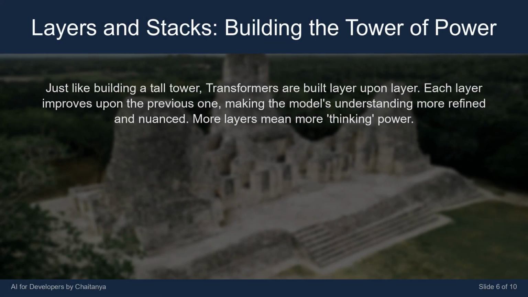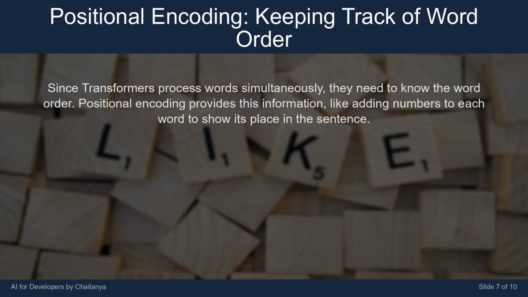Just like building a tall tower, transformers are built layer upon layer. Each layer improves upon the previous one, making the model's understanding more refined and nuanced. More layers mean more thinking power. Since transformers process words simultaneously, they need to know the word order. Positional encoding provides this information, like adding numbers to each word to show its place in the sentence.